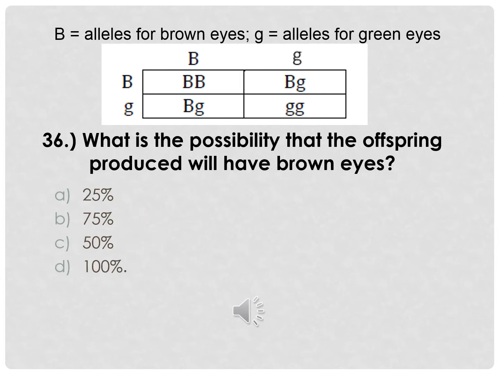What is the possibility that the offspring produced will have brown eyes? Uppercase letters denote dominant genes and lowercase letters denote recessive genes. If we look at our Punnett square, we can see that there is an uppercase B denoting brown eyes, which is present in 3 out of the 4 squares, which means that there is a 75% possibility that the offspring produced will have brown eyes. So the correct answer is B, 75%.